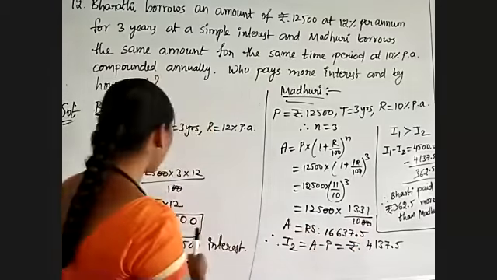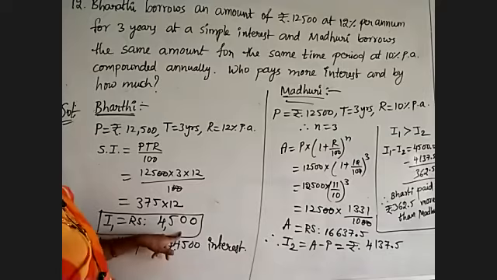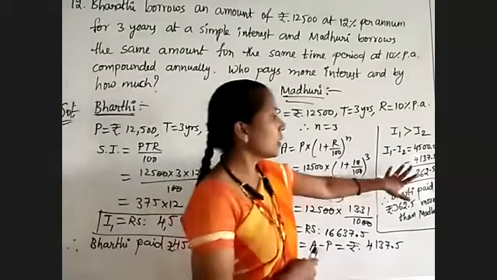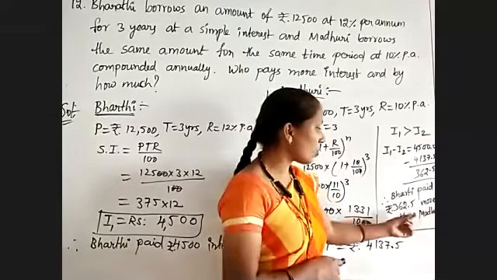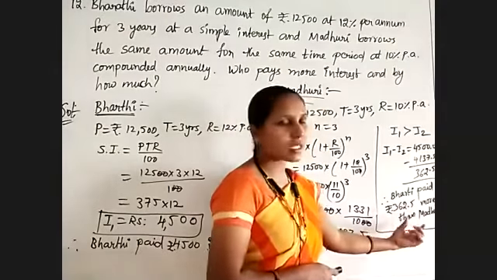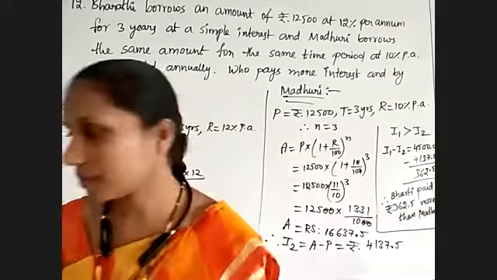And here by comparing both the values, 4,500 is more than 4,137.5, which means Bharati paid more amount than Madhuri. How much she paid more, that is their difference, that is nothing but 362.5 rupees she paid more than Madhuri. Okay.